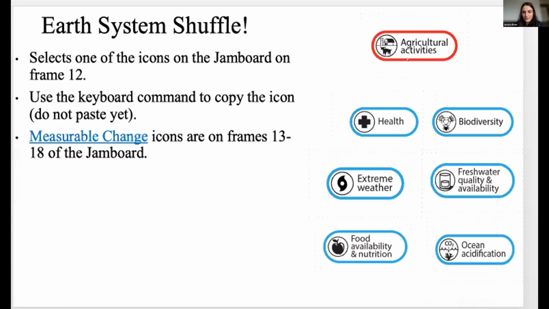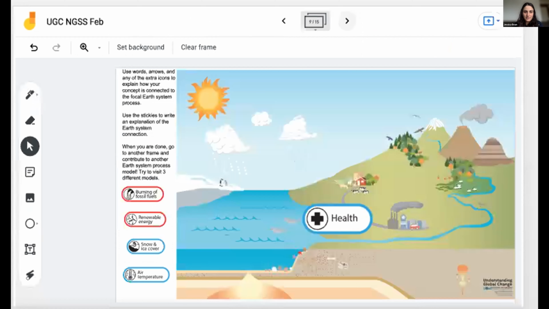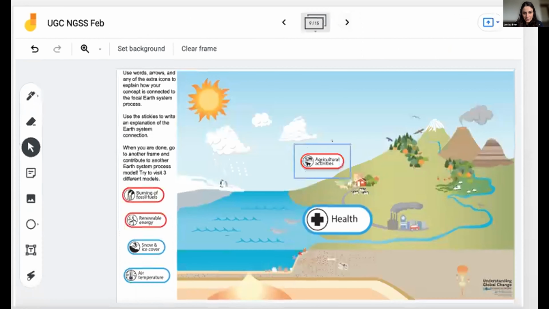I could definitely think about how agricultural activities are related to our health. So I might go there first. But you decide which one you are best prepared to explain, right? How you're connected to one of these 6 topics. And so you can go to that page that has the health icon, and I can paste the agricultural activities icon onto the page. Again, I use keyboard commands.